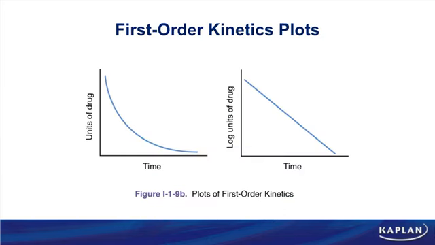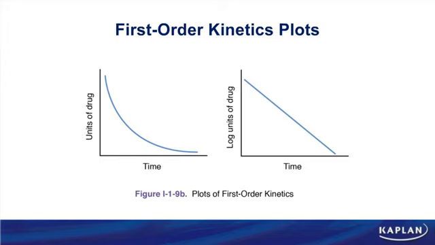You can also look at the graphs for first-order kinetics. Again, I think the graph on the left is the one that most people are familiar with. It plots time versus units of drug, both on a linear scale. And you get this type of exponential decay for first-order kinetics. Here's the scary thing. Look at the graph on the right. If I plot time versus the log units of the drug, notice how I get this linear decay that reminds me of zero-order kinetics, plotted on a linear scale.